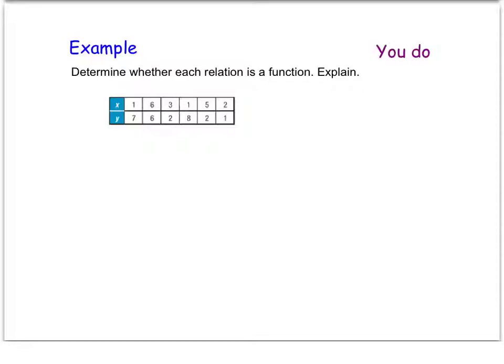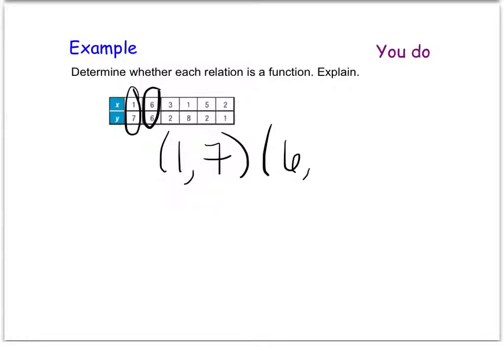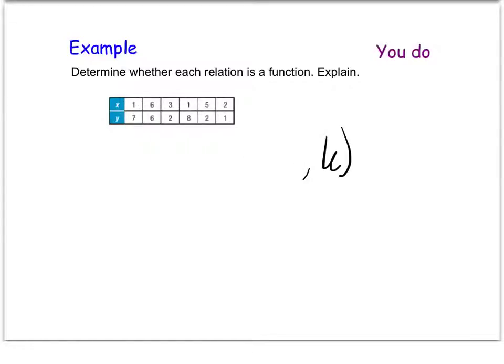Okay, so now we're still seeing if this is a function or not. And this is a little bit different than before because we had ordered pairs before, and now we're just seeing it in a table. So let's look at this couple right here. That would be the same thing as saying 1, 7. So it would be familiar like the one before. This would be like saying 6, 6, and so on. So it's the same thing, we're just seeing it in a table format.